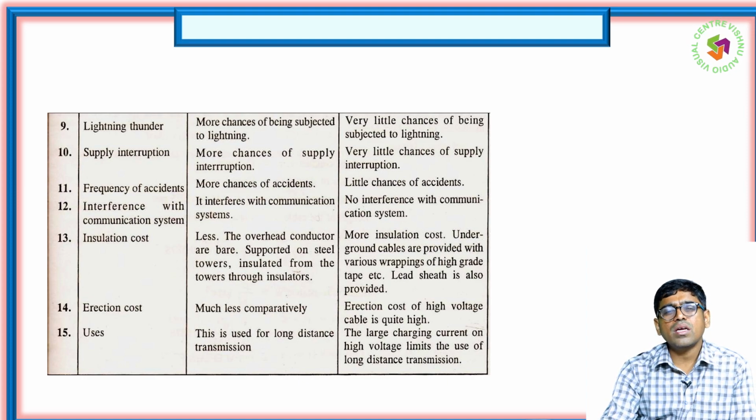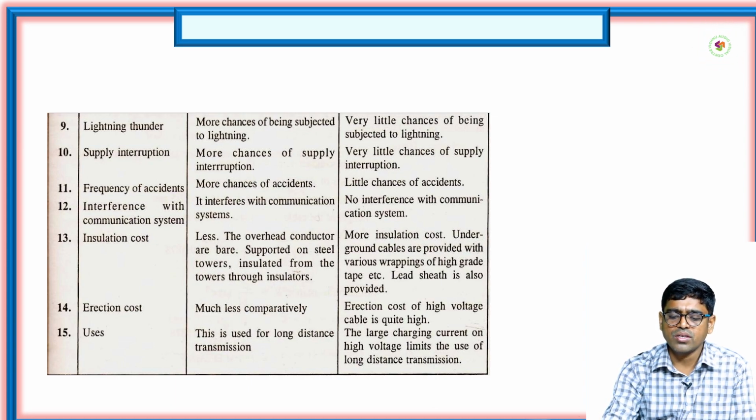Initial cost: overhead transmission is less, since the overhead conductors are supported on steel towers, with insulation from the tower through the insulators, all of which come at less cost. But underground cable has a higher insulation cost. Underground cables are provided with various wrappings of high grade tape, and a lead sheath is also provided. Erection cost wise, the transmission line is much less comparatively, and the erection cost of high voltage cable is quite high. For uses, the transmission line is used even for long distances, whereas underground cable is used at shorter distances.